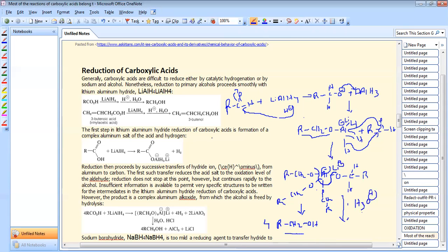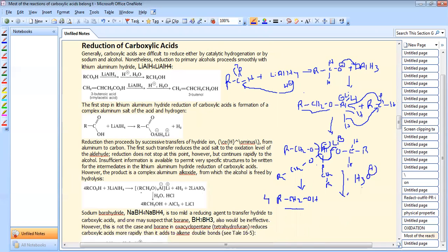So the first part is liberation of hydrogen gas, the second is formation of a carbonyl compound, and the third is replacement of all 4 hydrogens with RCH2O minus, or in short, alkoxides, followed by acidic hydrolysis, which will give our final end product, that is CH2OH. The similar mechanism we can expect with sodium borohydride also.